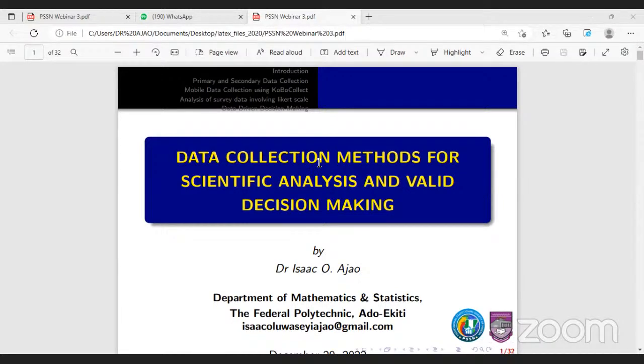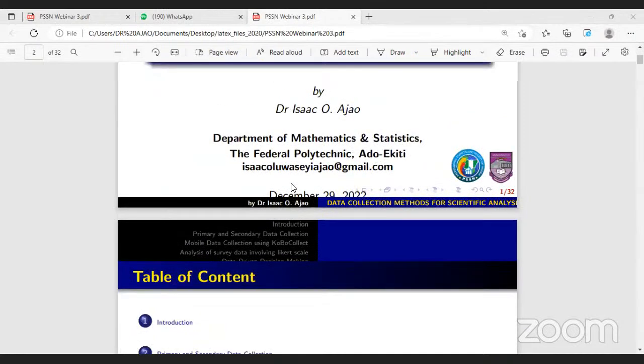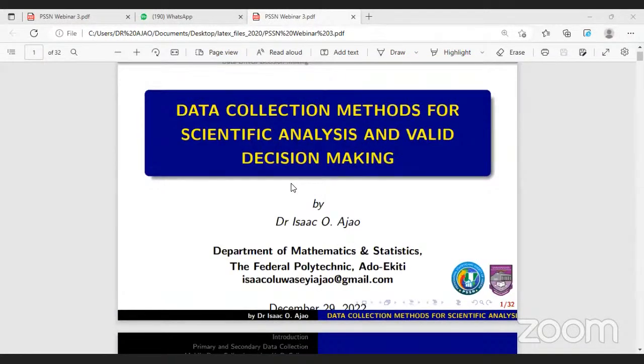Showing. Okay. So what you have there, you should have data collection methods. That's the first slide. Methods for scientific analysis and data decision making. I mean, valid decision making. So as I've said all this before, but only for you to see what I put there. Now, I have said that there's a link between data collection method and valid decision making.